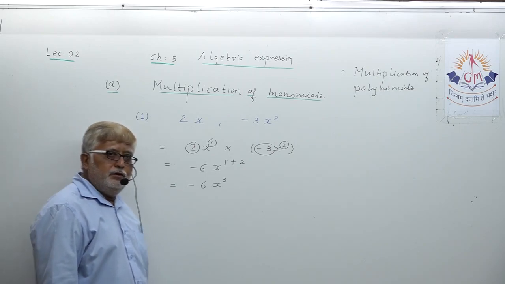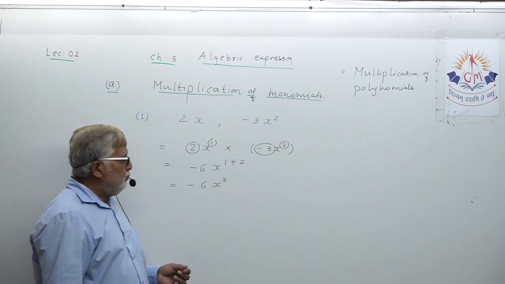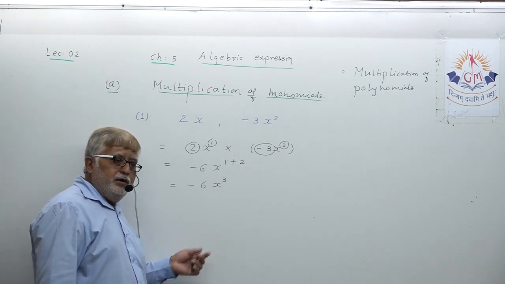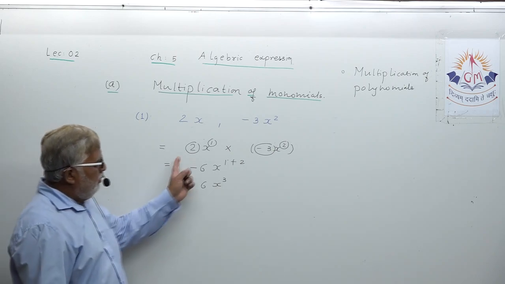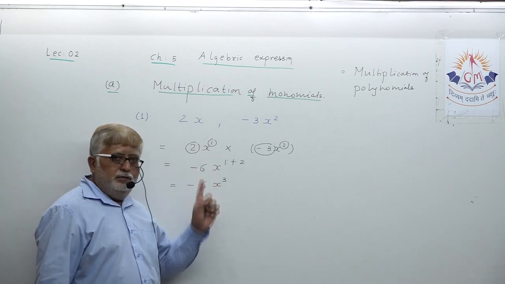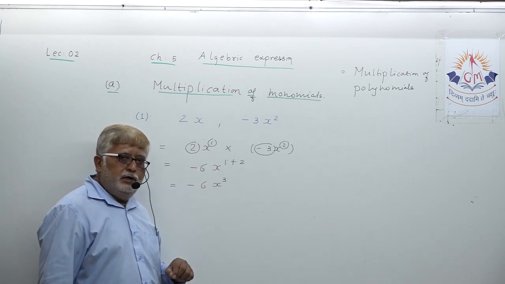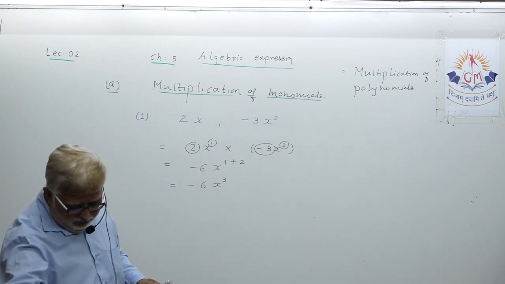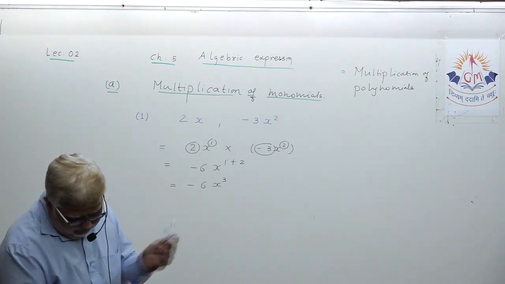You understood this? We will practice 2 to 3 examples of this type so that you can make your concept very clear. Numbers are simply multiplied. Then when you multiply the variables, you have to add their powers. Okay. Suppose we take one another example.